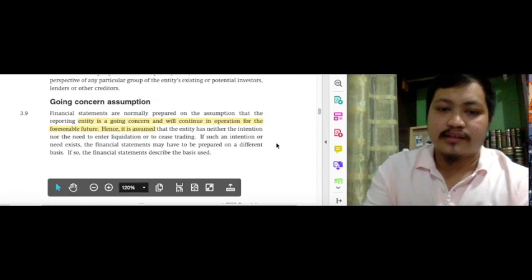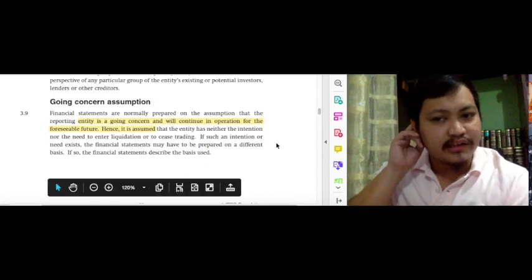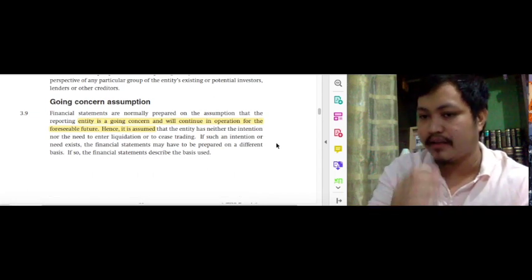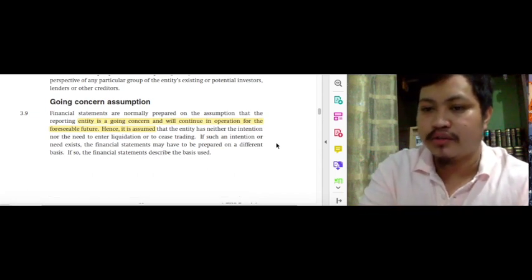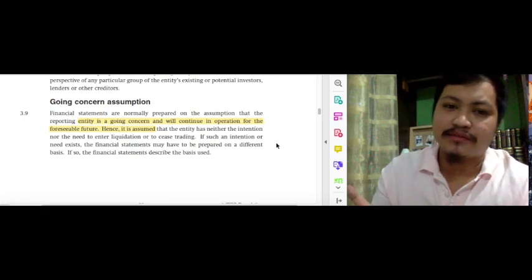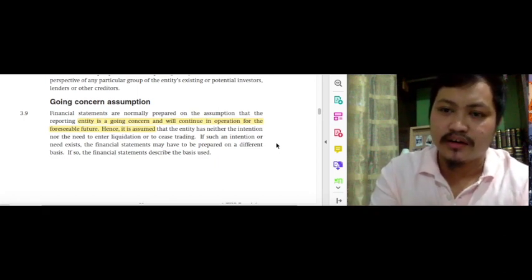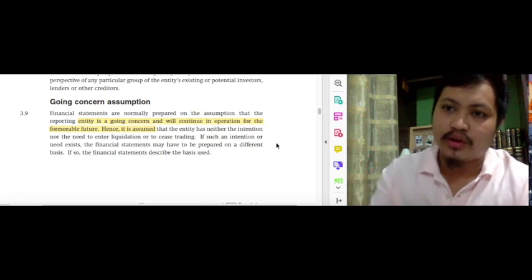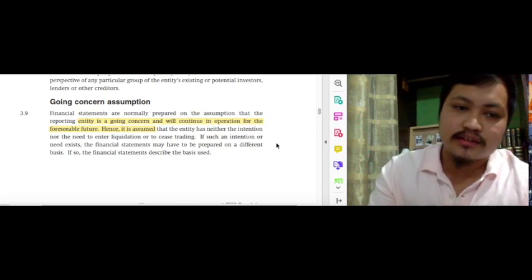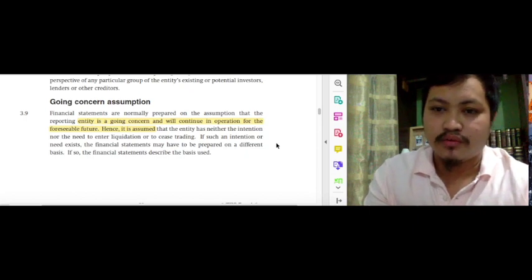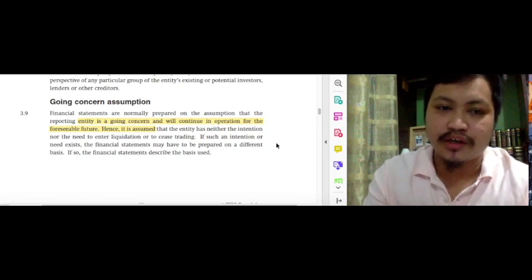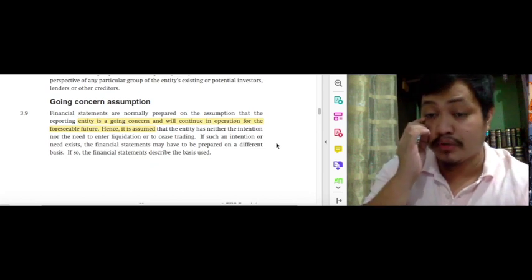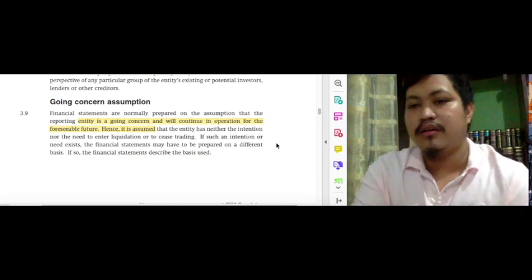Now, here it tells us, class, that if the reporting entity is no longer operating under the going concern assumption, then the basis should be disclosed in the financial statements. And again, we do not need to know that here because PAS 1, class, the next topic after the conceptual framework, will discuss more on what to do if ever we are no longer working under the going concern assumption. Okay, but at this point, it's important that you get to be familiar with the going concern assumption.